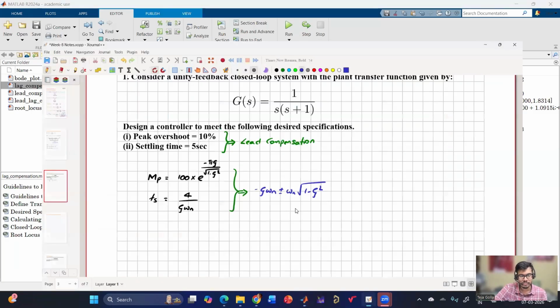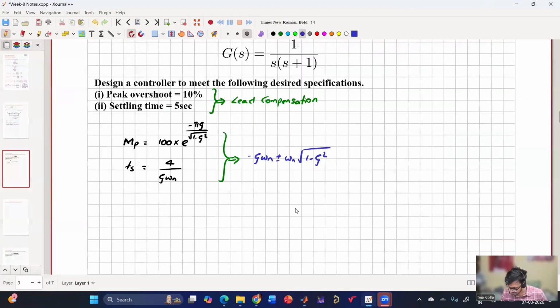So whatever I have calculated, let me first write the poles. My closed loop poles, which sir has denoted as s_d, are minus 0.8 plus or minus j 1.09. So these are the closed loop poles.